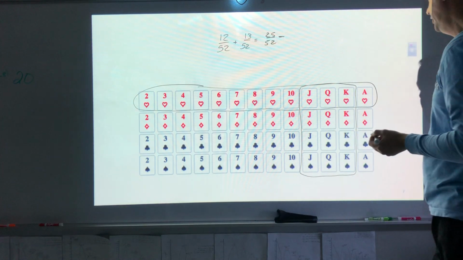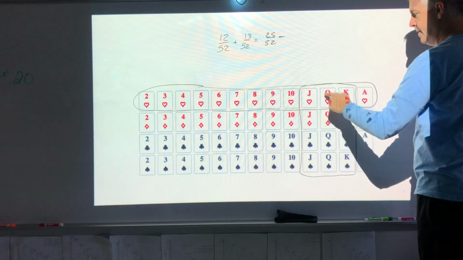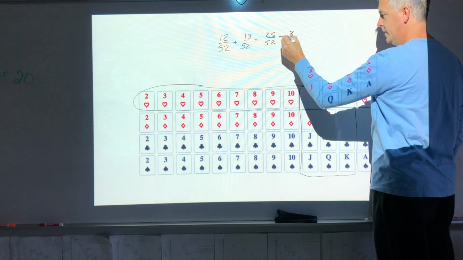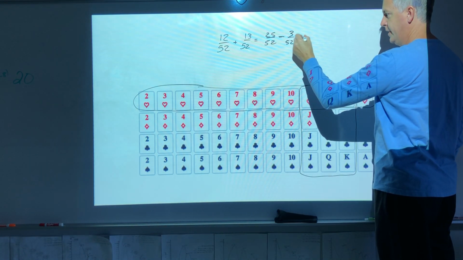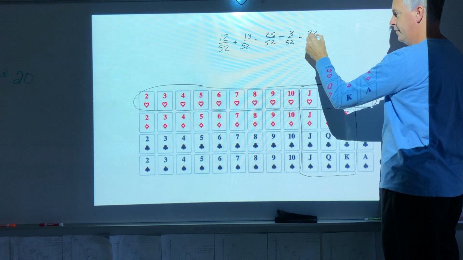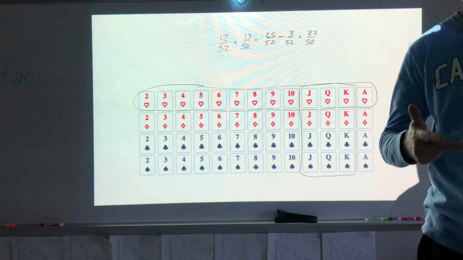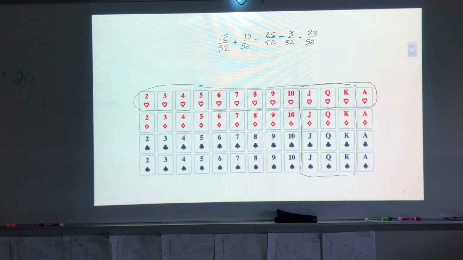Look for overlappage. We have 3 cards that are overlapping. The Jack, Queen, and King of Hearts are overlaps. So we must subtract those from the total. So your answer to the first one is 22 over 52. Which again, just put it in the calculator if you want the percentage, okay?